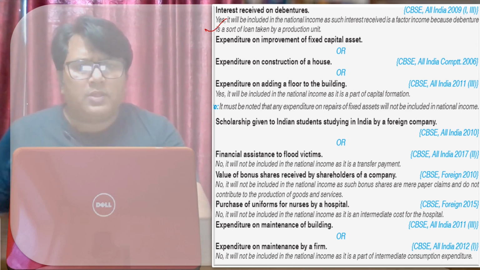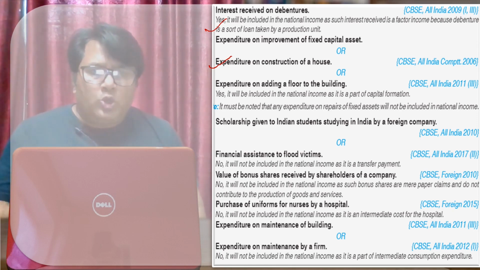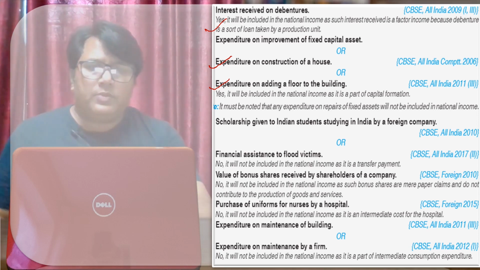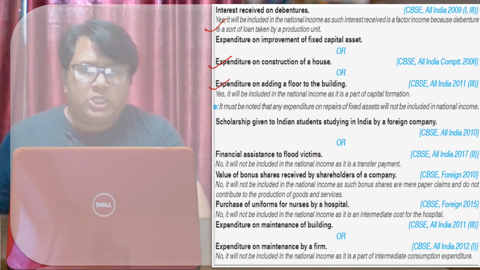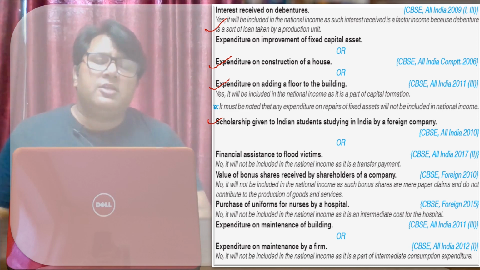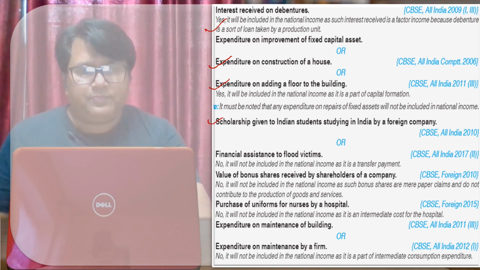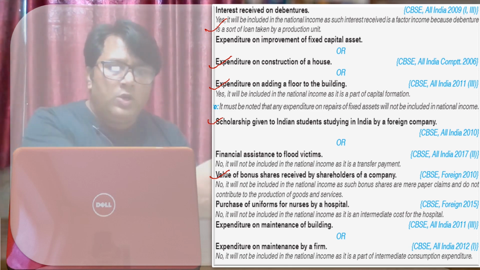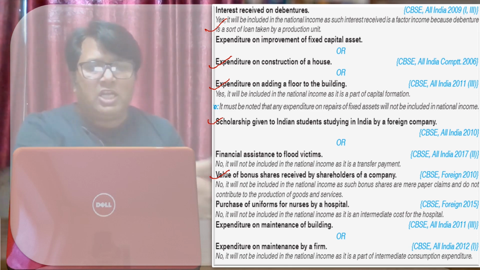Next is expenditure on the construction of a house. It should be considered. Why? Because it is a final consumption expenditure made by the household. Next is scholarship to Indian students, which should not be considered. Why? Because it is a transfer payment, and we never consider transfer payment because transfer payment is unearned income. Next is value of bonus shares, which should not be considered because bonus shares are given to the shareholders without consideration. So it is a transfer payment only.